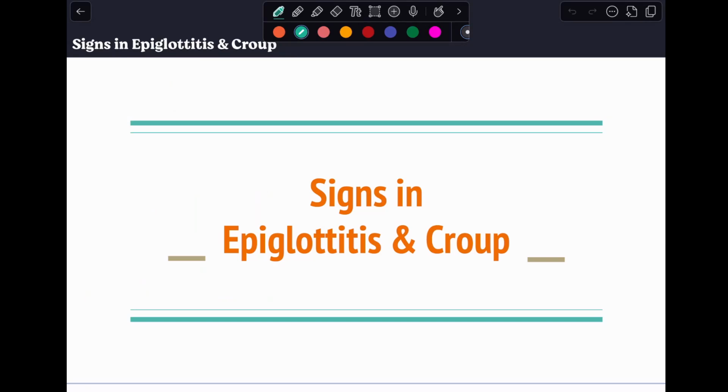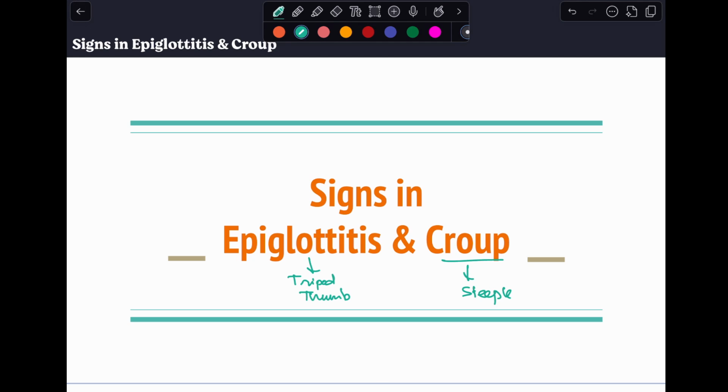Today I'll be discussing the different signs that you see in epiglottitis and croup. So there are three signs over here. In croup, we usually see the steeple sign, and in epiglottitis, we see the tripod sign and the thumb sign.